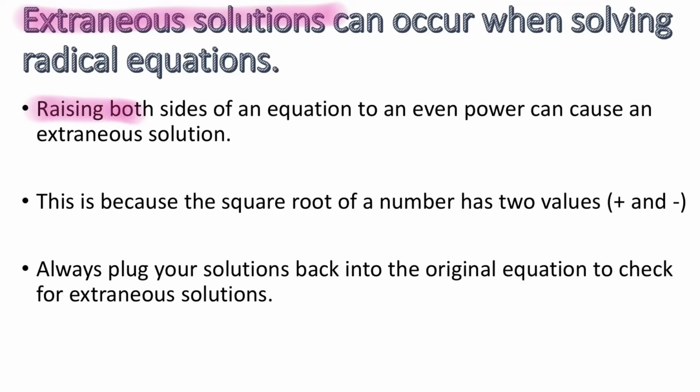So raising both sides of an equation to an even power can cause an extraneous solution. This is because the square root of a number has two values, or the fourth root of a number can have the plus or minus versions, etc. So you want to plug your solutions back into the original equation to check for extraneous solutions. That way we can eliminate any that don't cause your original equation to give you a true statement.